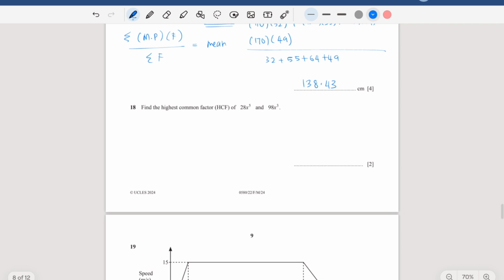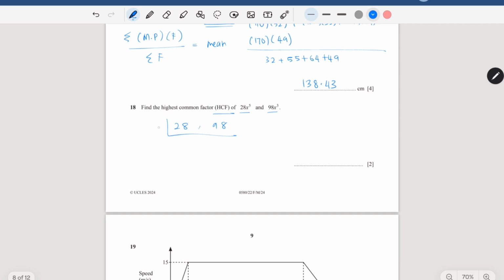Let's move to question 18. Find the highest common factor, HCF, of 28x^5 and 98x^3. Okay, so 28 and 98. Let's find the HCF of these two first.